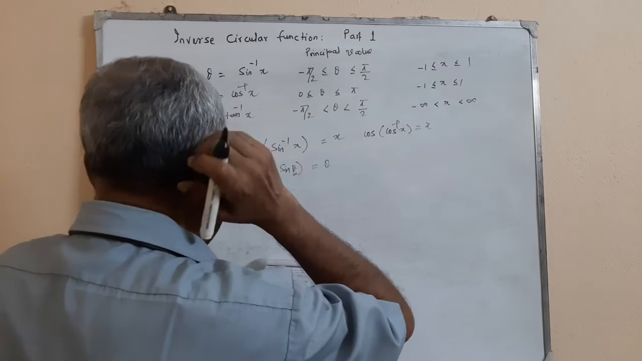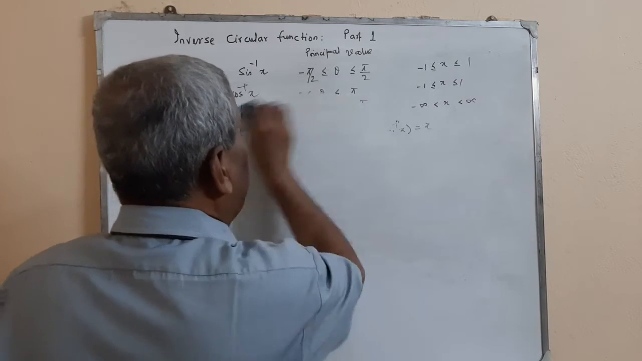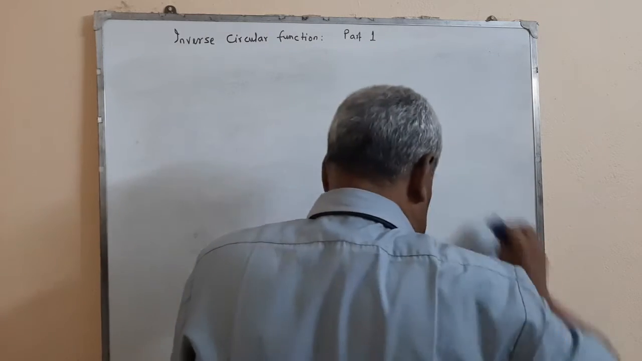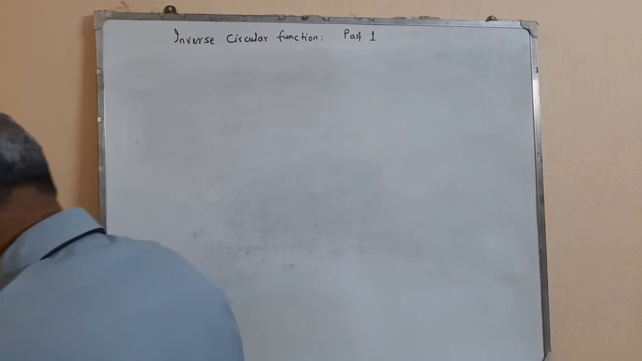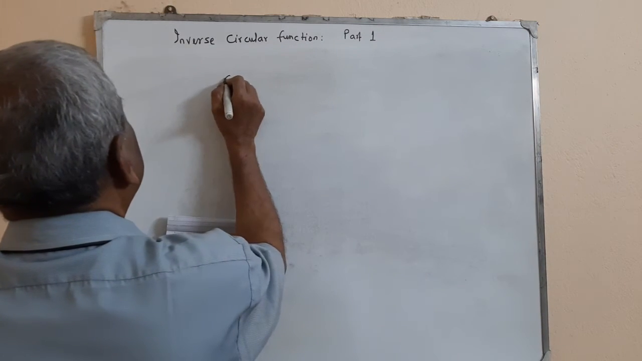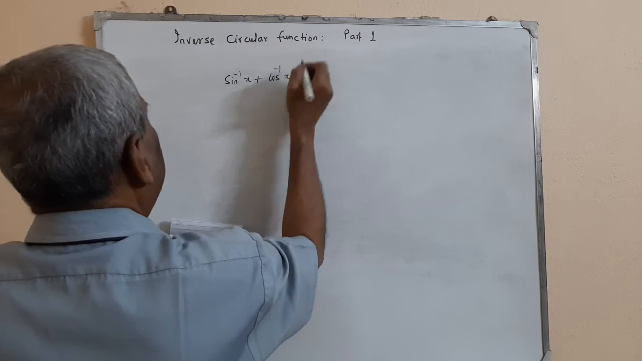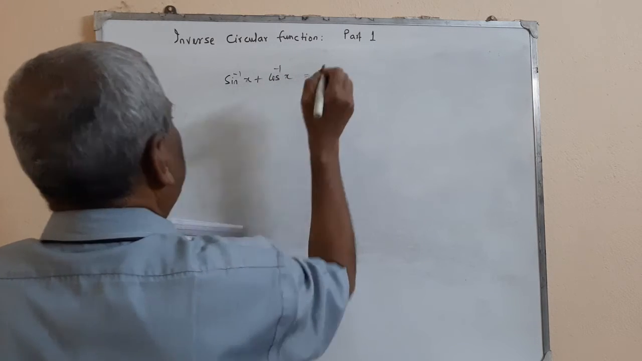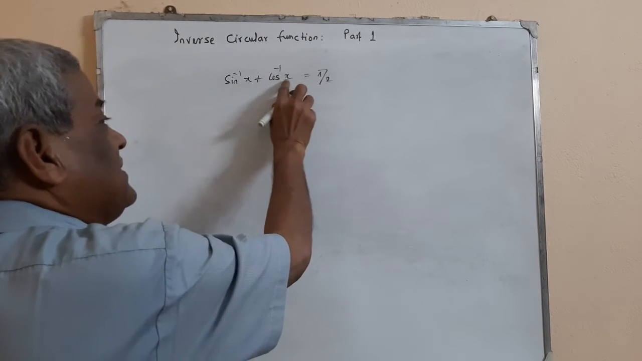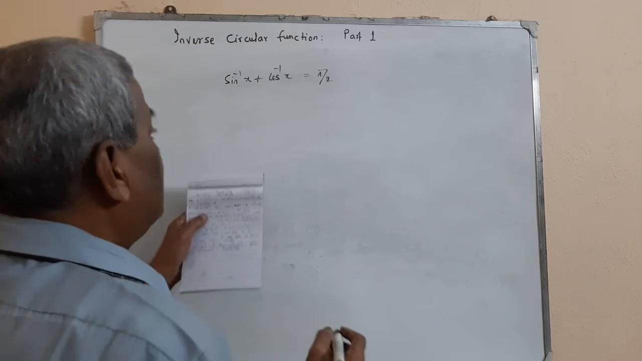Next one, another important property, very important, it will be used frequently. The sum of sine inverse x plus cos inverse x is equal to pi by 2. Once again I am repeating, x must lie within the defined domain, that is minus 1 to plus 1.